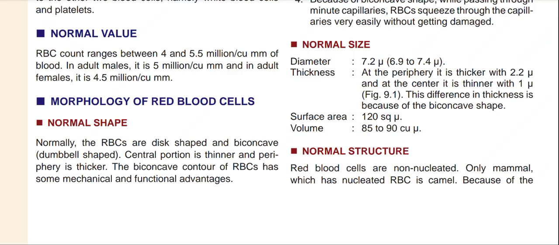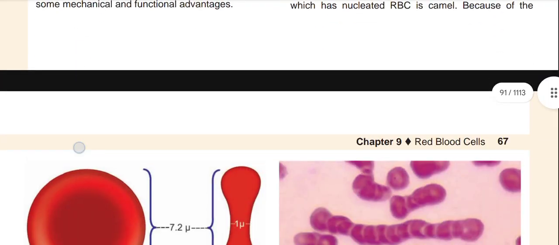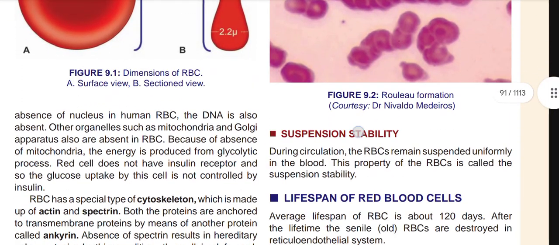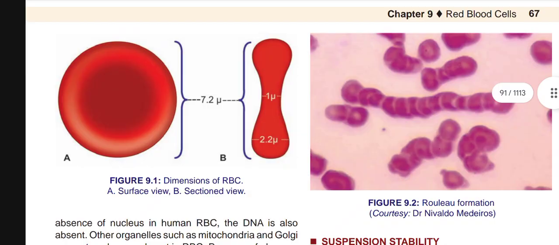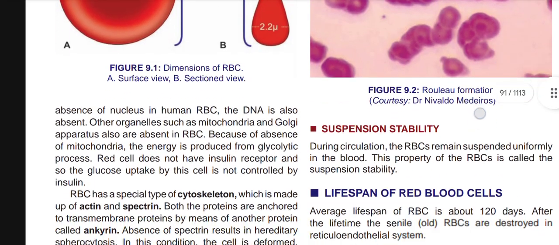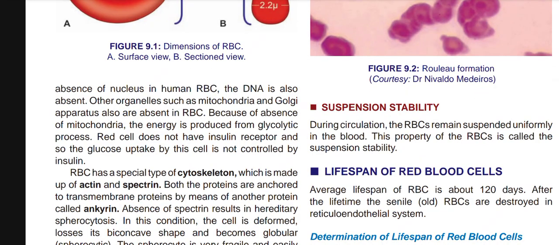Now normal structure. RBC are generally non-nucleated, but there is one exception. In case of camel, they have nucleated RBC. You can see the diagram of RBC. Diagram A is the surface view of the RBC, and diagram B is a section view of RBC. But in case of human beings, they don't have any nucleated RBC.